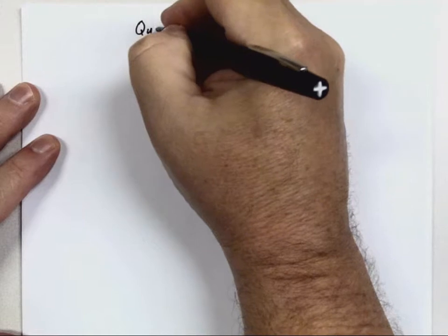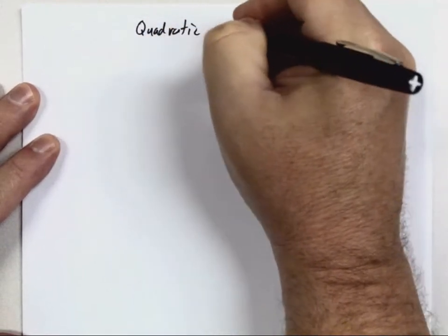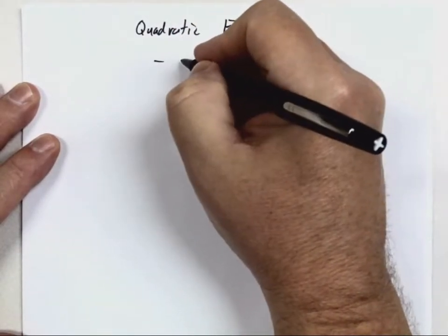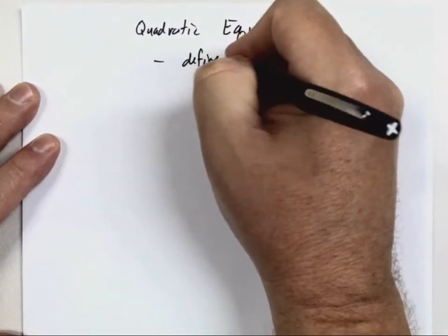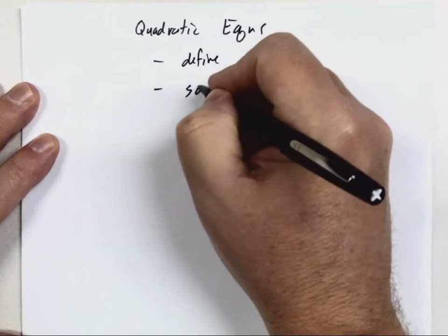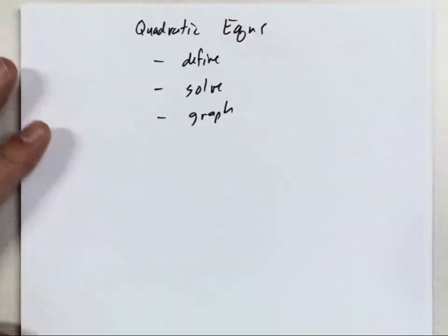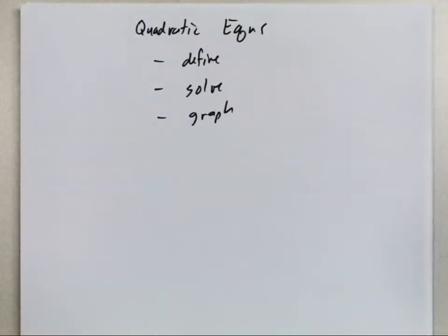The main topic that we're going to cover now is learning and thinking and talking all about quadratic equations. So we're going to sort of define what they are. We're going to solve quadratic equations, and then talk about graphing quadratic equations. So a lot of stuff about quadratic equations.